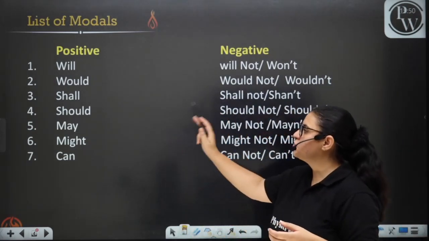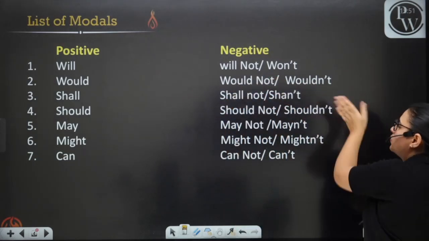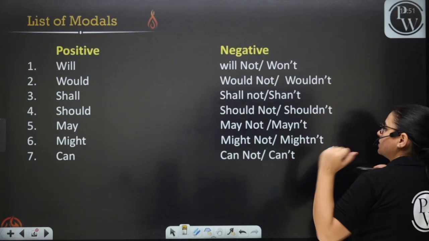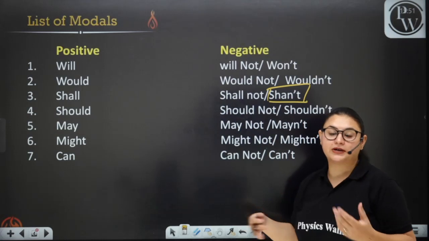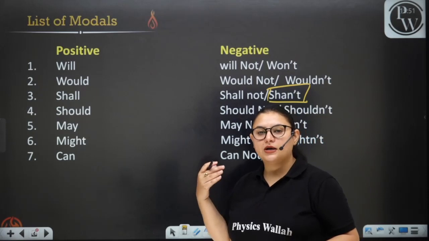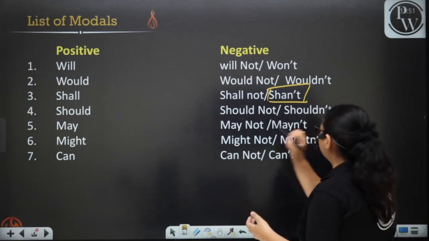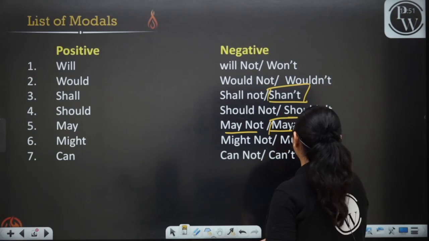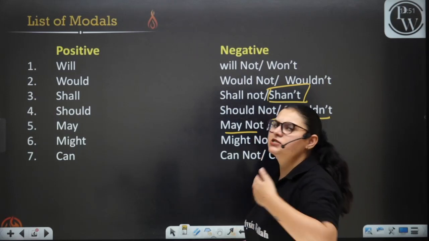Will, would, shall, should, may, might, can. Will becomes will not or won't. Would becomes would not or wouldn't. Shall becomes shall not or shan't. Now this is a word that you haven't read particularly. We do not come across shan't in Indian English, but we can use it. Should, should not or shouldn't. May becomes may not or mayn't. Now mayn't is also something we do not come across in Indian English, but we can use it in written English and in spoken English as well.